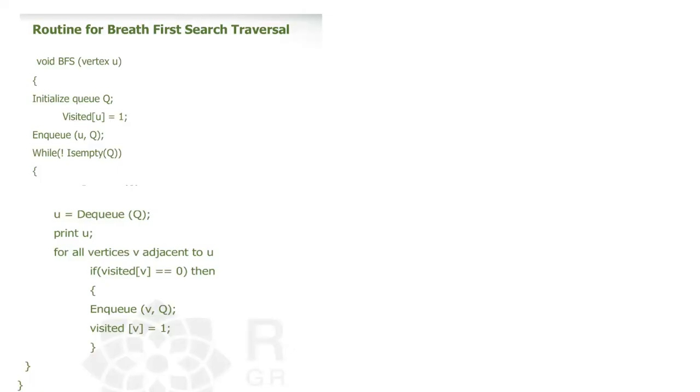Each vertex is going to be dequeued from the queue and we are going to print it for the output. Now for all the vertices which are adjacent to that vertex, we check the visited array; if it is 0, we enqueue it and mark it as visited. If it has not been visited, we add it to the queue. So this is the program for the breadth first search traversal.